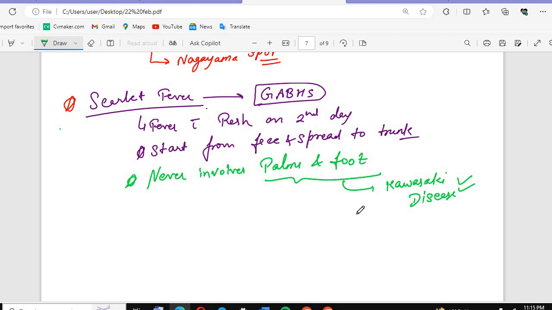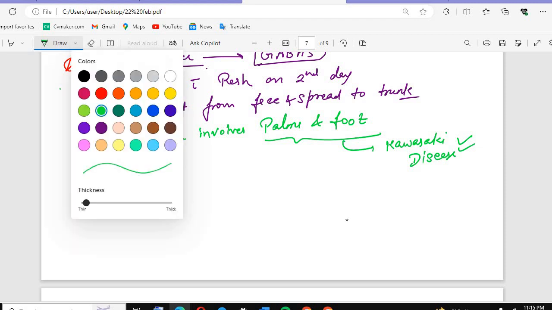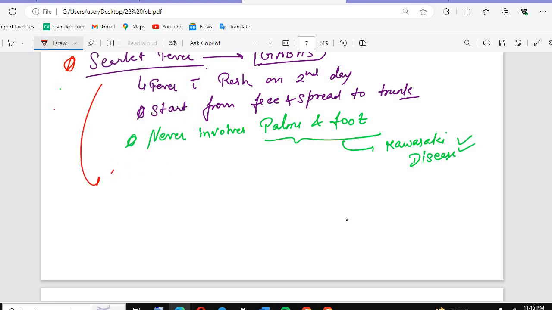Then remember the most characteristic feature of scarlet fever, if you get it in the questions: the sandpaper-like rash. If the question mentions a sandpaper-like rash and scarlet fever is among the options, just tick scarlet fever. When these rashes appear, the skin becomes rough like sandpaper. That's why we call this condition sandpaper-like rash. Along with that, we will have Pastia's lines. What lines? Pastia's lines.